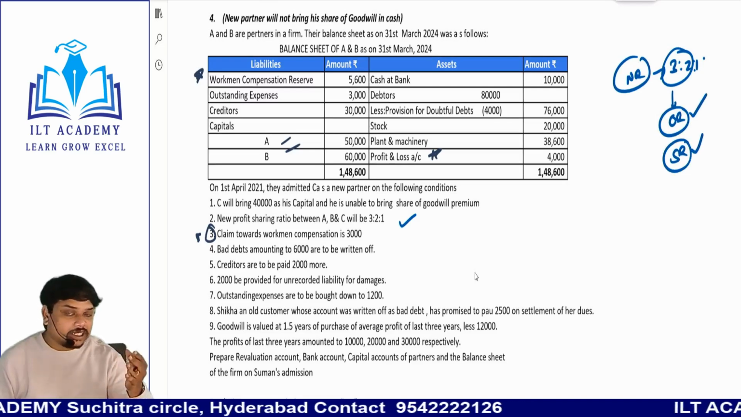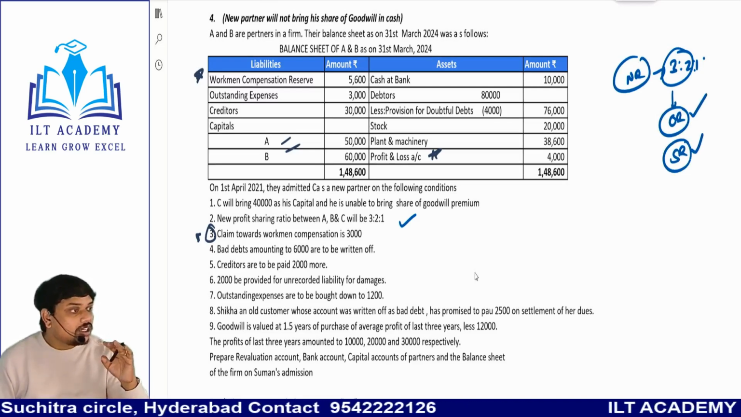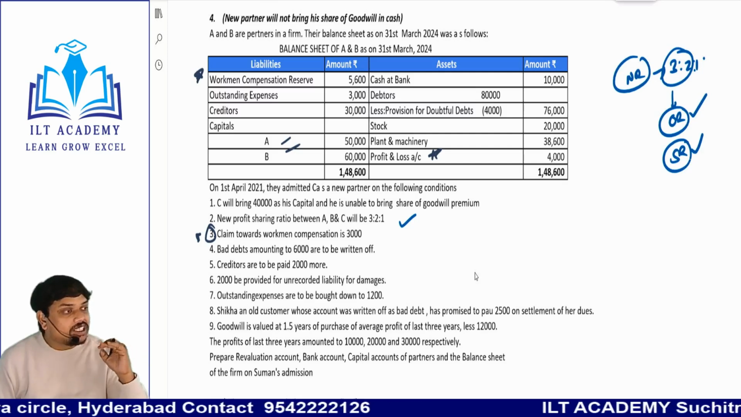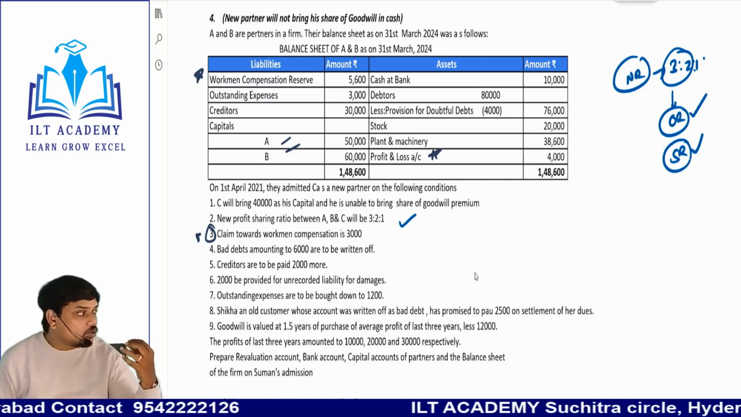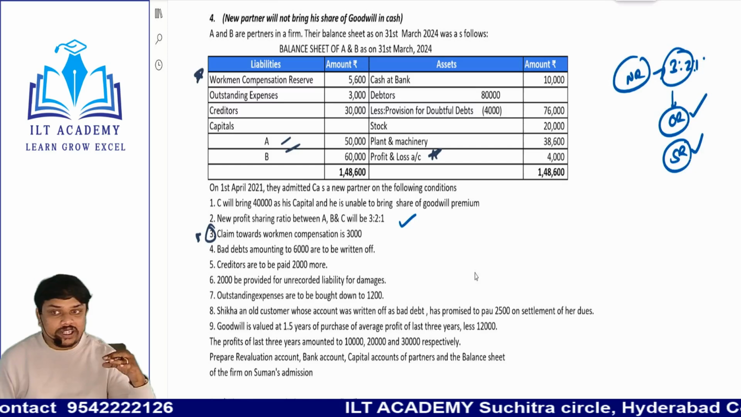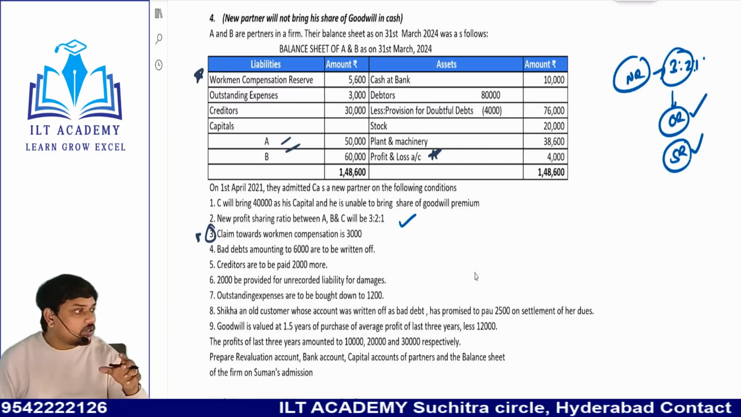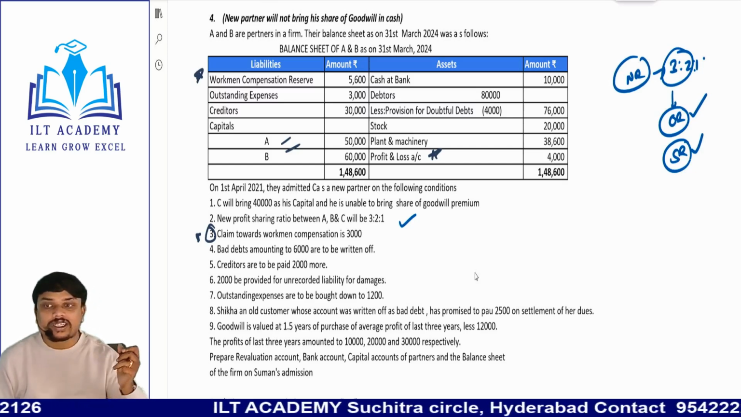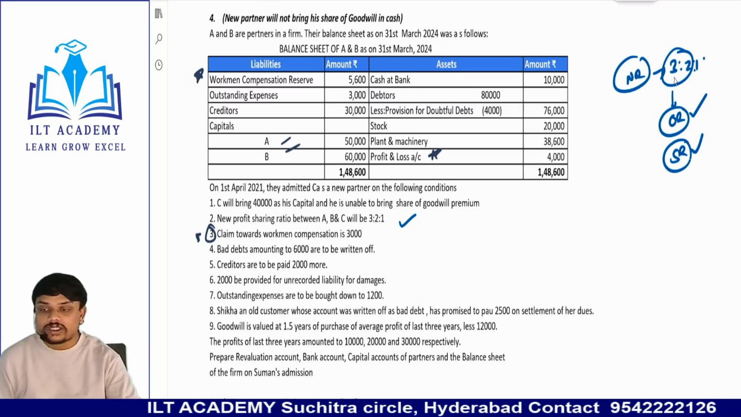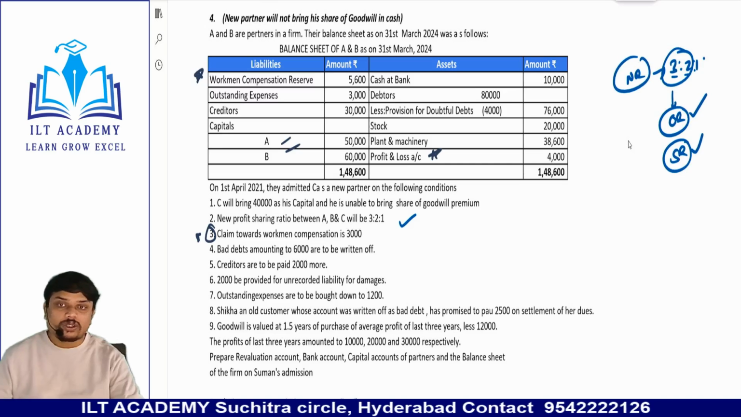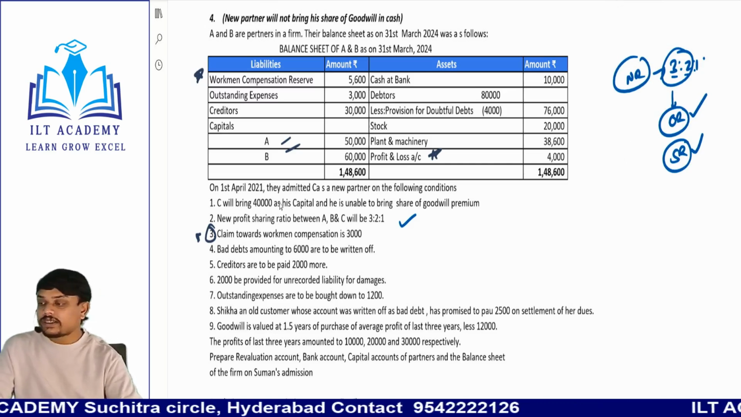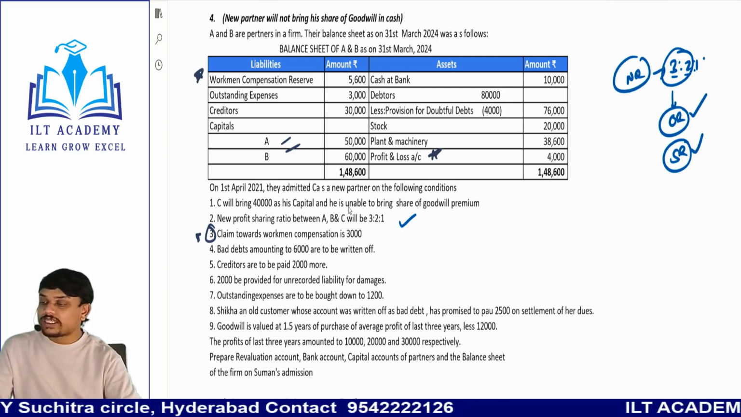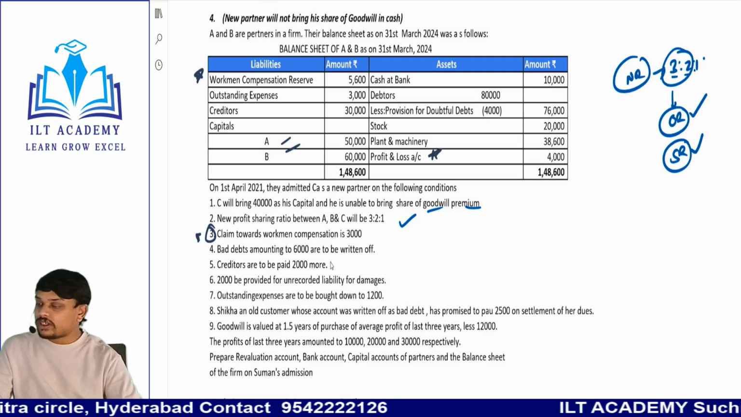3:2. The logic behind this is we assume that the partners are going to sacrifice in their old ratio. Once sacrificing ratio is added to the total part, after distributing the sacrificing part, total part again will be adjusted in old ratio only. Here, new ratio consists of old ratio 3:2. This is an important question in this. Apart from that, there is nothing. So C will bring 40,000 as his capital and he is unable to bring his share of goodwill premium.